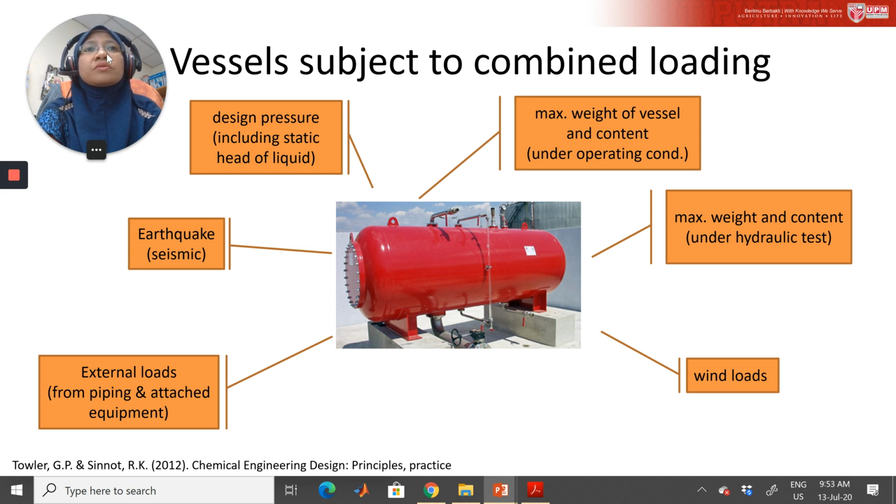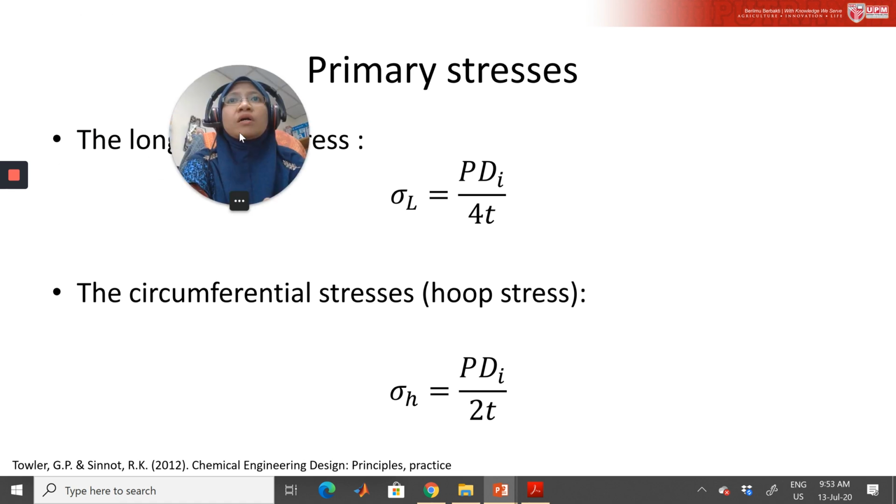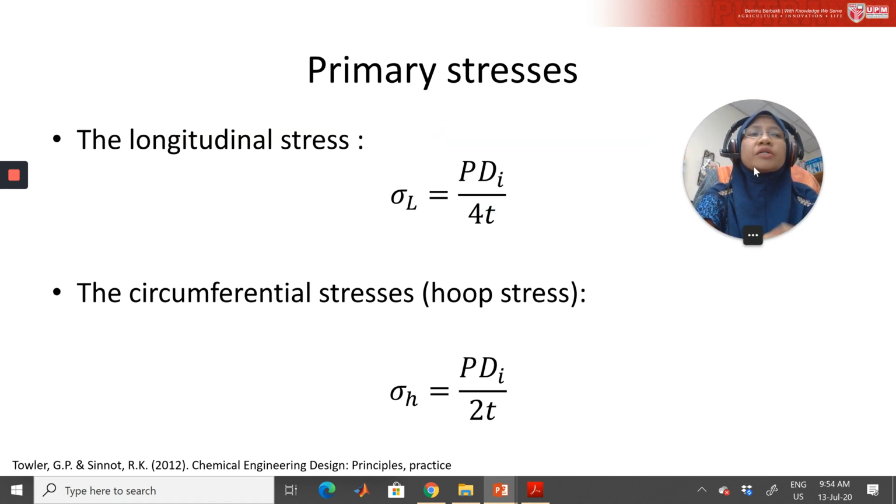So here is the list of main sources that we need to consider: the direct design pressure, including the static head of the unit, maximum weight of vessel and content, wind loads, earthquake, and external loads. Details of this have been explained in the previous lecture. Now let's look at the primary stresses that may arise from those loads.